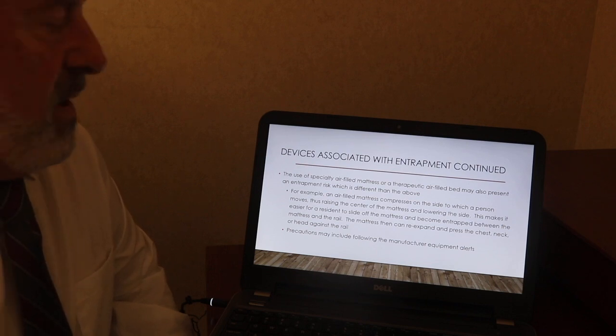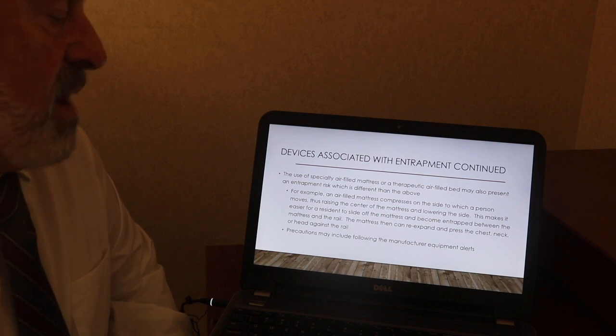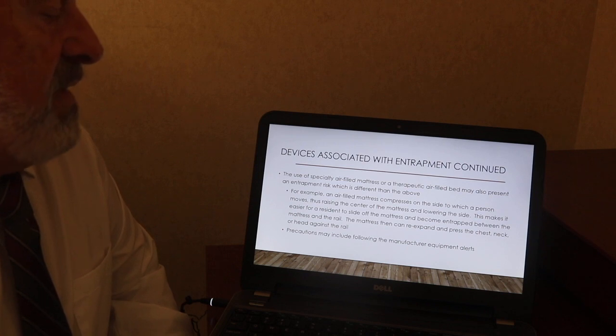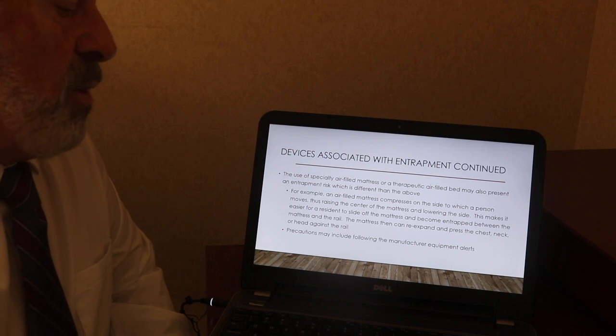The use of specific air-filled mattresses or therapeutic air-filled beds may also present an entrapment risk, which is different than the above. For example, an air-filled mattress can compress on the side to which a person moves, thus raising the center of the mattress and lowering that side. This makes it easier for a resident to slide off the mattress and become entrapped between the mattress and the railing. The mattress then can re-expand and press the chest, neck, or head against that rail. Precautions may include following the manufacturer equipment alerts.